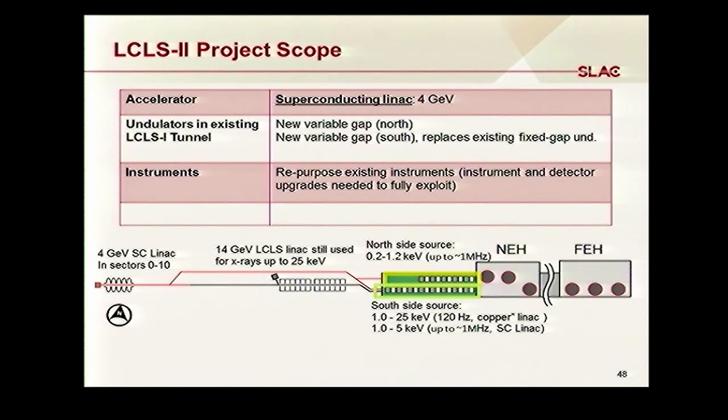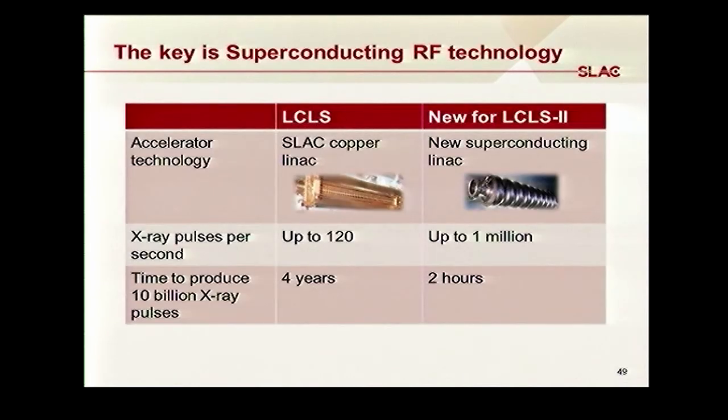So we went back and modified the LCLS2 proposal, using the first kilometer of the Linac at SLAC. We'll take out the copper Linac and put in a superconducting Linac in its place. The conventional Linac we have can run up to 120 hertz, 120 pulses per second. With the superconducting Linac, we can run this up to 1 million pulses per second, right?